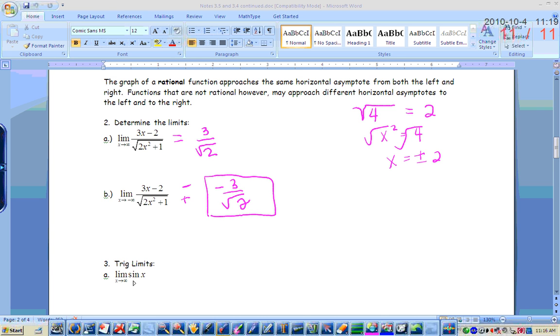Okay, trig limits. The limit as x approaches infinity of sine x. As x approaches infinity, what is the sine of x doing? It's oscillating between what and what? 1 and negative 1. So what can you tell me about that limit? Does not exist.